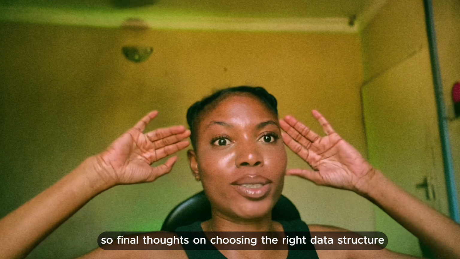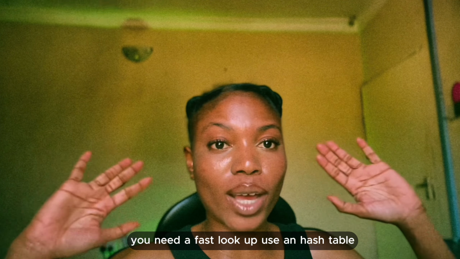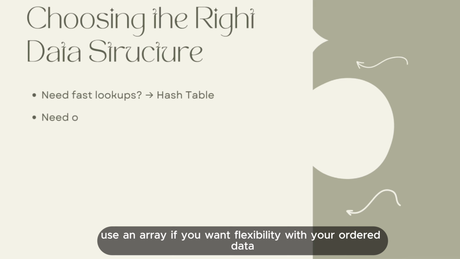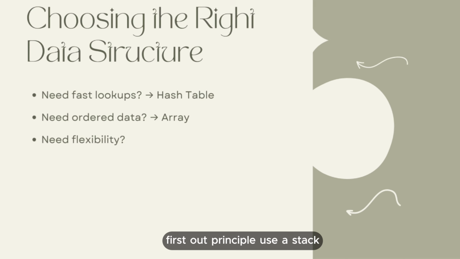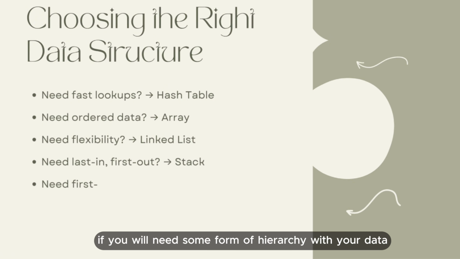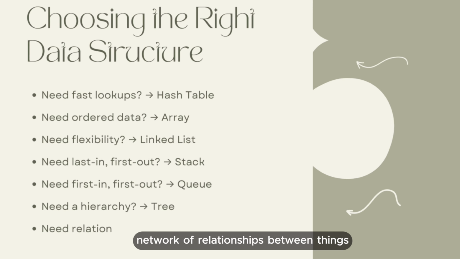So, final thoughts on choosing the right data structure. This is not ultimate, but it can help to make fast decisions. If you need to find something fast, you need a fast lookup, use a hash table. If you want to store ordered data, use an array. If you want flexibility with your ordered data, use a linked list. If you need the last in first out principle, use a stack. If you need the first in first out principle, use a queue. If you need some form of hierarchy with your data, then use a tree. If you need to establish a network of relationships between things, use a graph.